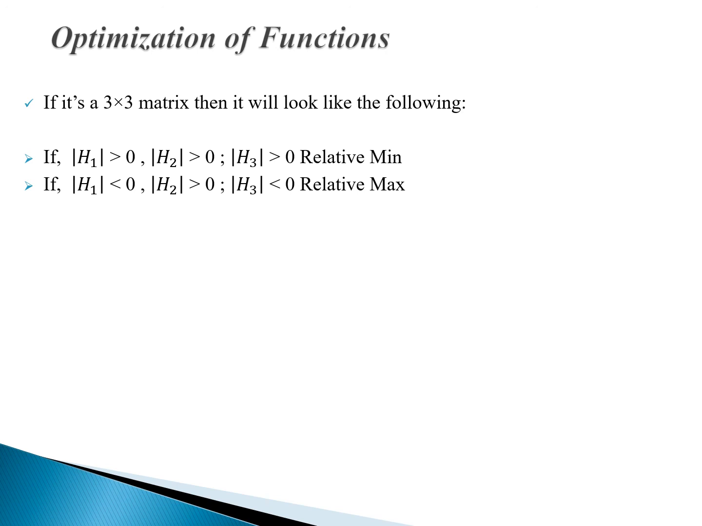So that's how we identify, in optimization with multivariable, whether the given function is at its relative maximum or minimum. Now let's go through some mathematical examples in the next video so that it makes your understanding better.